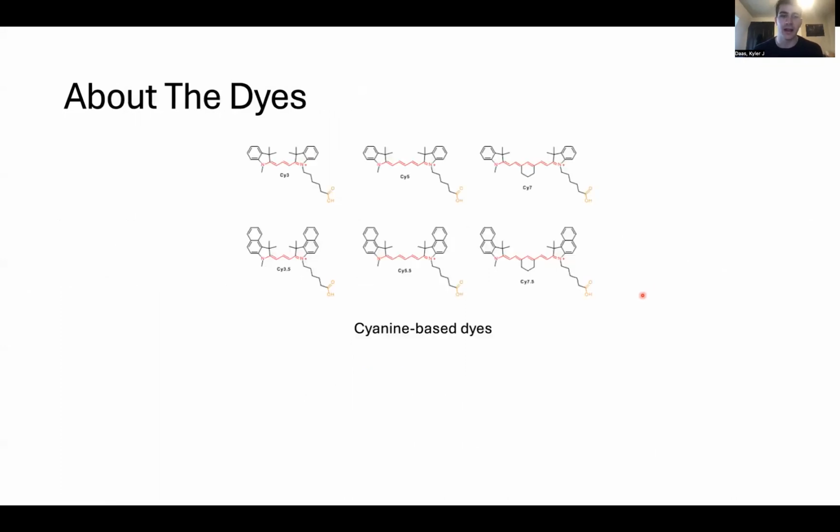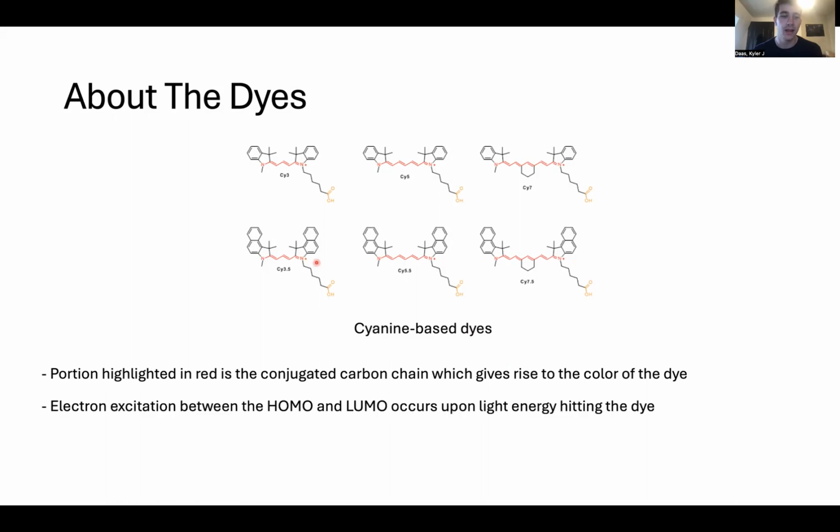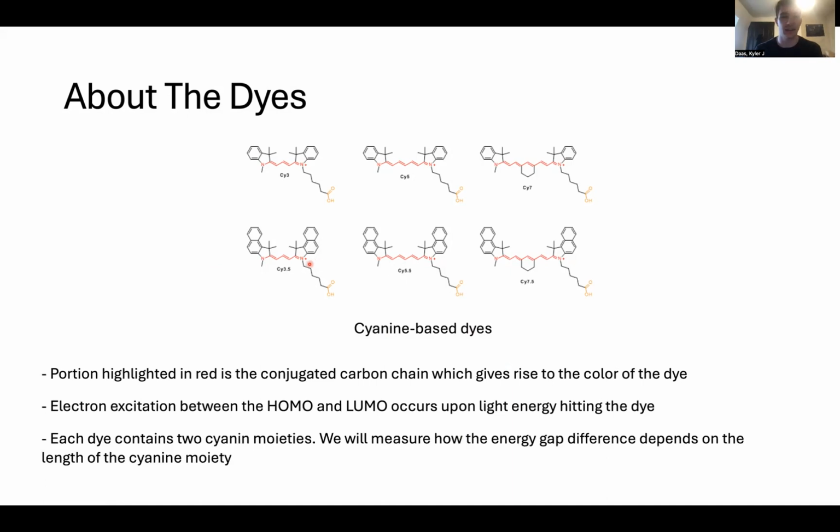So just quickly about the dyes, these dyes are cyanine-based dyes, where the portion highlighted in red is the conjugated carbon chain, which gives rise to the color of the dye. The electron excitation between the HOMO and the LUMO occurs upon light energy hitting the dye, and each dye contains two cyanine moieties, which will measure how the energy gap difference depends on the length of these cyanine moieties.